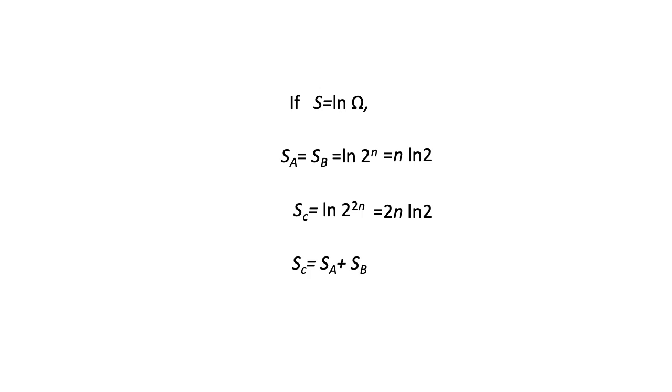However, if we define S as being the natural logarithm of omega, then SA, which is equal to SB, would be ln of 2 to the power n. And this would be n times ln of 2. SC would be ln 2 to the power 2n, which would be just 2n ln of 2. So SC is equal to SA plus SB, and therefore S is an extensive property. So this seems to be a much more workable definition.